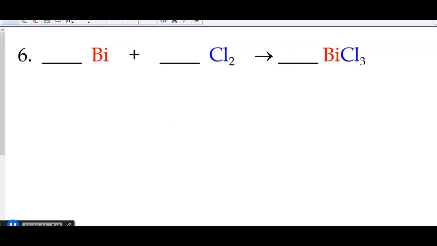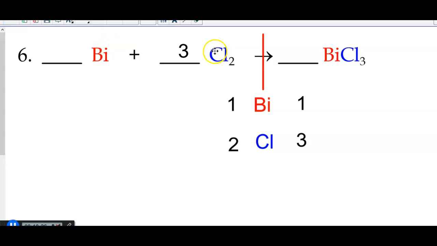Example 6, this is the final example before I send you on your way to do your own work. We're going to split the reaction, list our elements. Again, all of these problems, I haven't been saying it for every example, but you should be looking for polyatomics. None of these have had polyatomics. We will work on that at part 2 of notes. 1 Bi, 2 Cls on the left, 1 Bi, 3 Cls on the right.